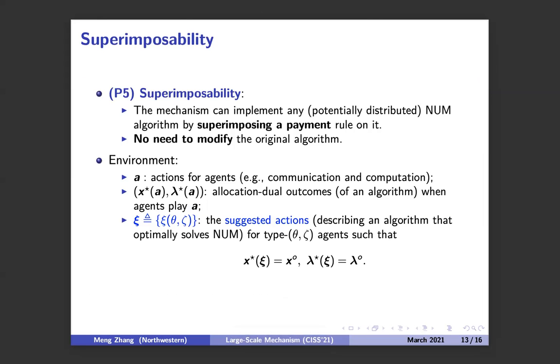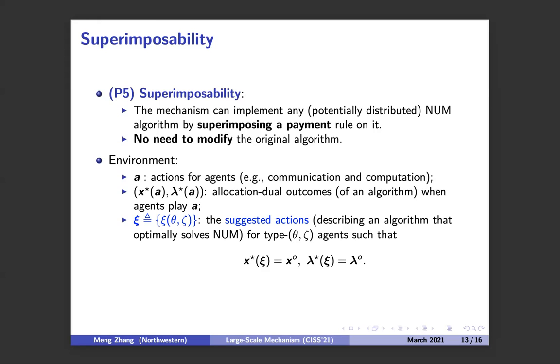All right, we are ready to introduce the fifth property we would like to achieve, which is called superimposability. In this case, given arbitrary and potentially distributed algorithms, it is possible for us to superimpose a payment rule onto them to constitute a new mechanism which can maintain all the properties without the need of modifying the original algorithm. In order to achieve this, we need to define the generalized environment.